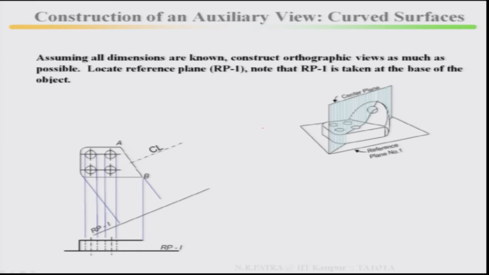Assuming all dimensions are known, construct the orthographic view as much as possible. Locate a reference plane RP1. This is the reference plane that has been made here. Note that RP1 is taken at the base of the object.